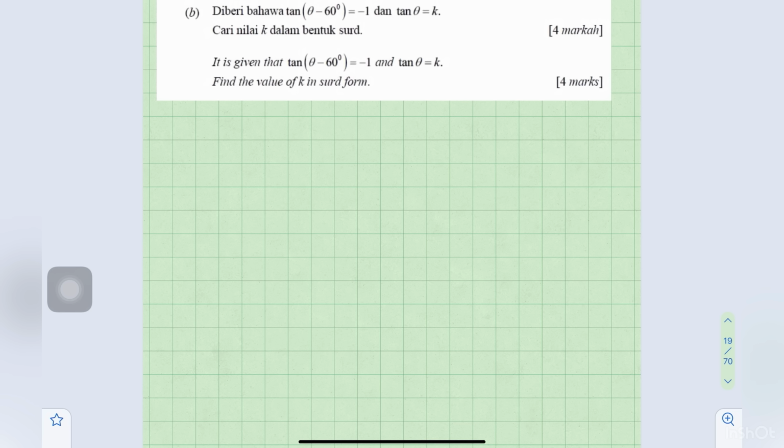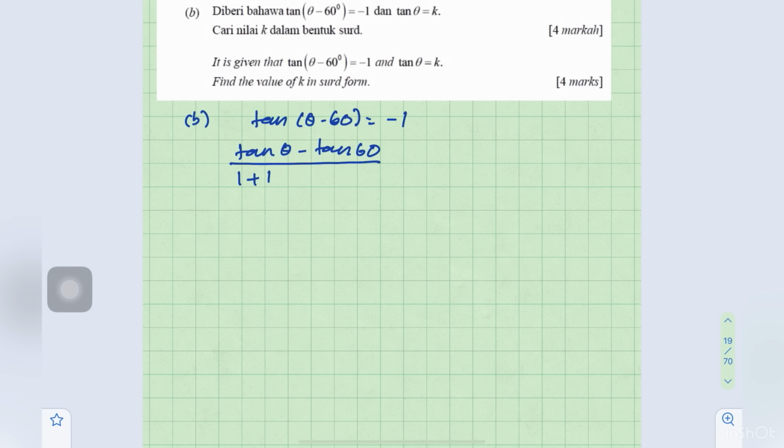Okay, question B. It is given that tangent of theta minus 60 equals negative 1 and tangent theta equals k. Find the value of k in surd form. From the question, tangent of theta minus 60 equals negative 1. So, by using the addition formula of tangent, we get tangent theta minus tangent 60 over 1 plus tangent theta tangent 60, equals negative 1.